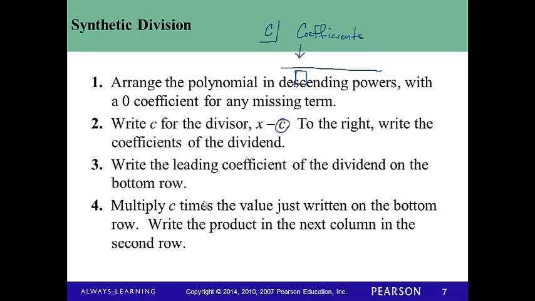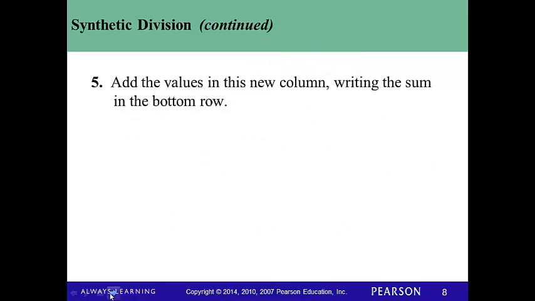And then step 4 says multiply C times the value just written on the bottom row. Write the product in the next column in the second row. So they're telling you that the value that you just put down here in the box is going to multiply C. So C times the box, and then that resulting product will go under the next coefficient. Okay, then we add the product and the next coefficient together, and we get the new value, and we multiply once again, and continue the process.